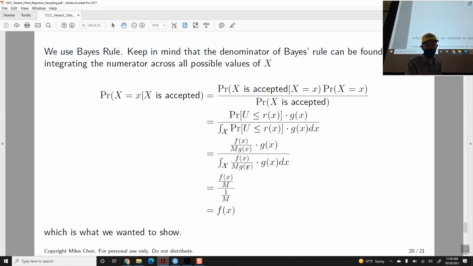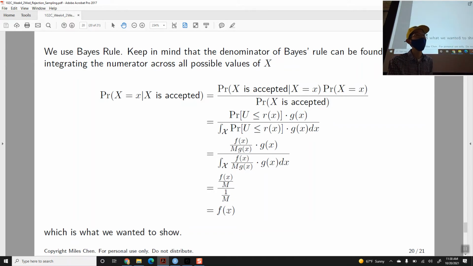Well, when we integrate this, the g of x's will cancel, and the integral of f of x is going to be 1. So this part is going to integrate to 1. This is just a constant, so we have 1 over m here. And this part and this part cancel. So in the denominator, we're going to have 1 over m. In the numerator, we have f of x over m, because the g of x is canceled. And thus you have f of x over m divided by 1 over m, you're just going to get f of x, right?